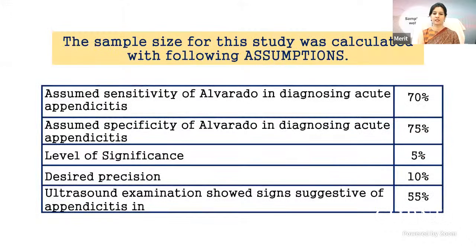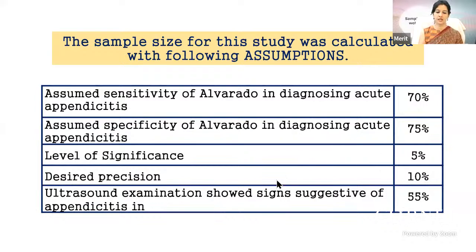So based on that cutoff, we have made the following assumptions. The assumed sensitivity of Alvarado in diagnosing acute appendicitis is 70%. The specificity is 75%. The cutoff we have used is 6, and the level of significance is 5%.